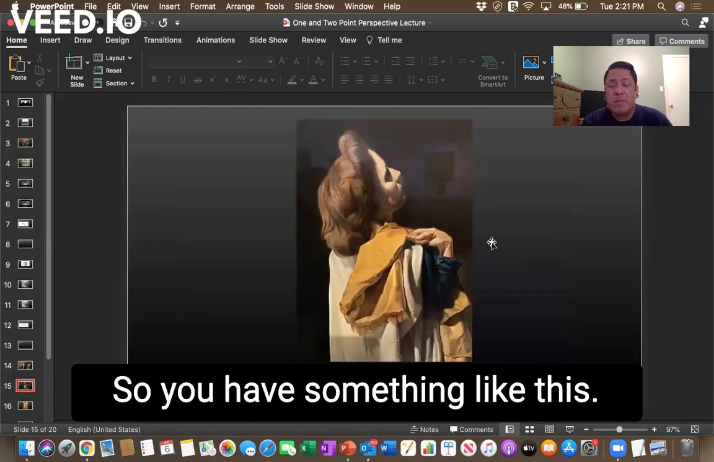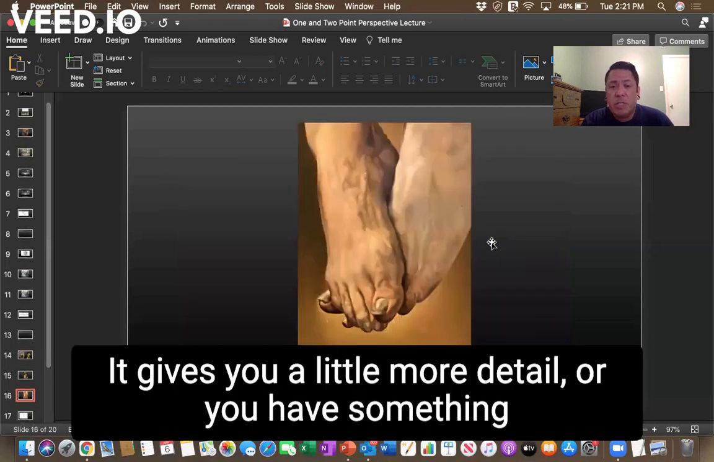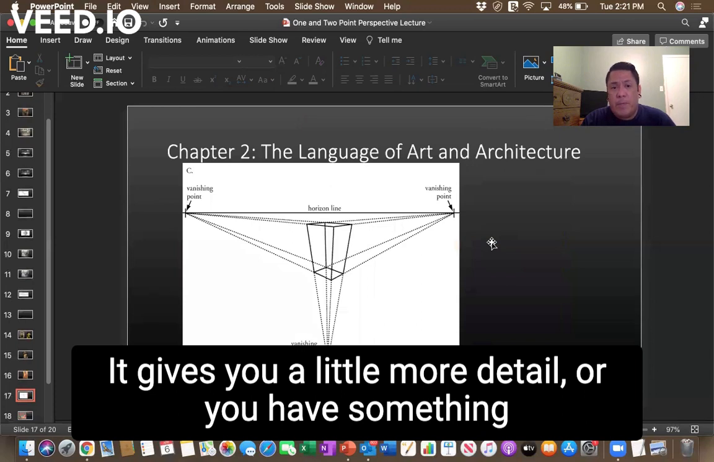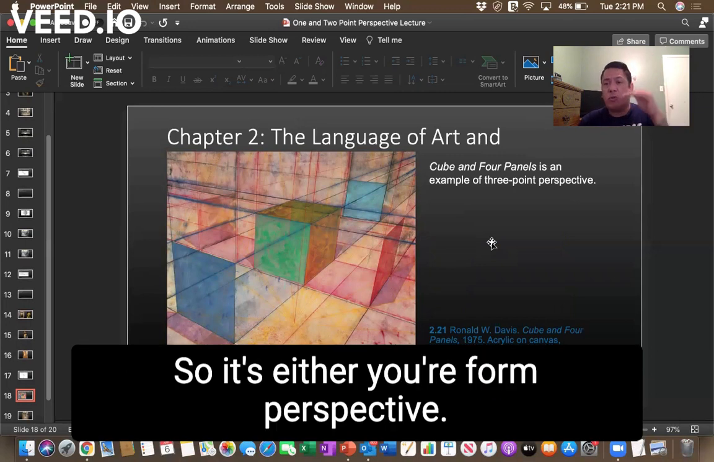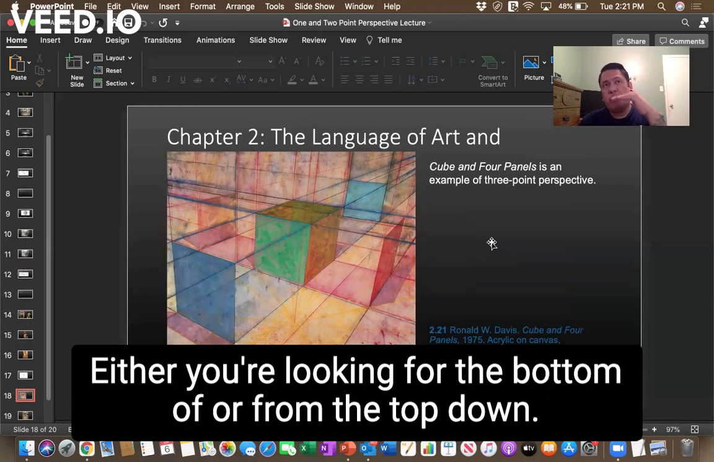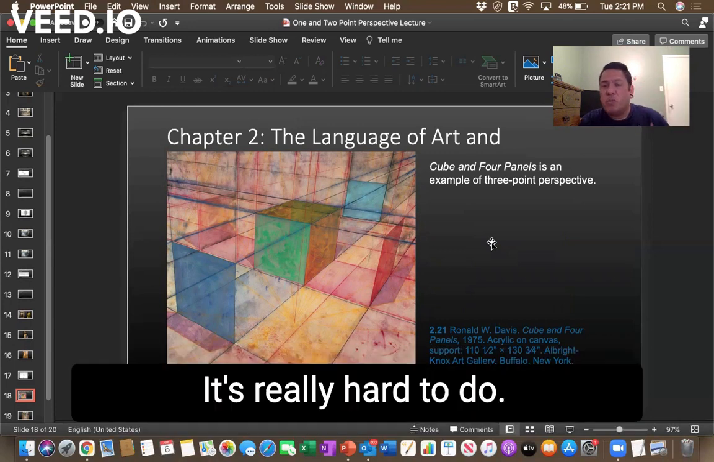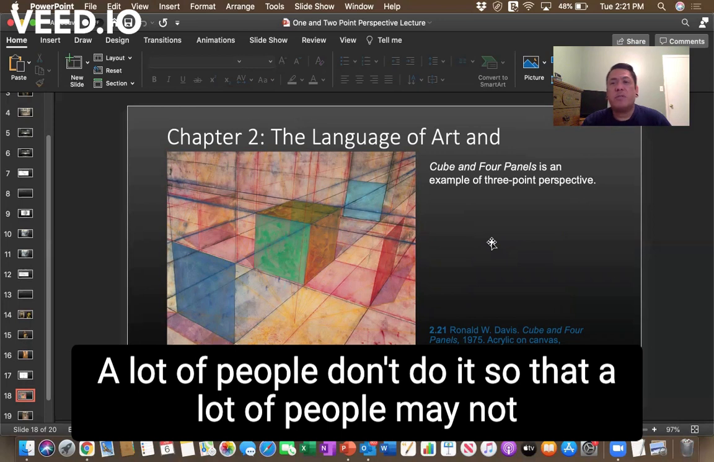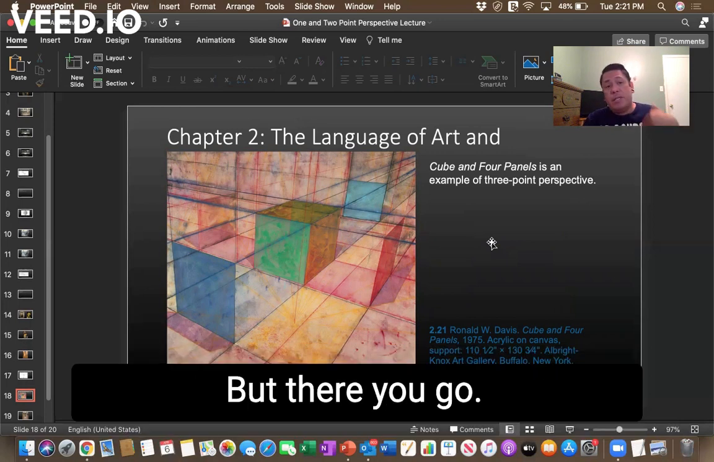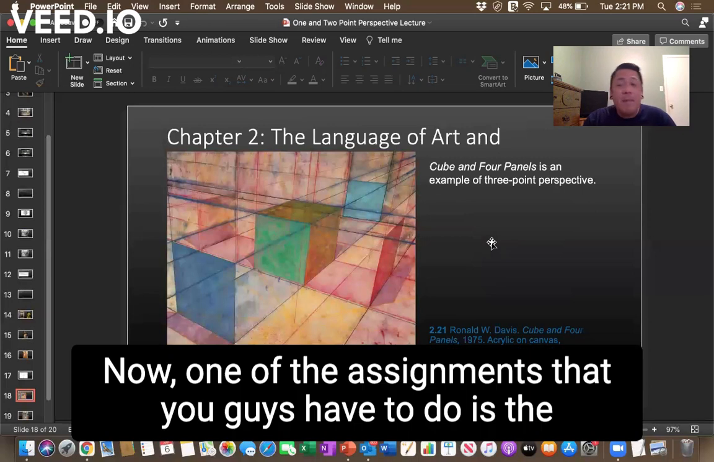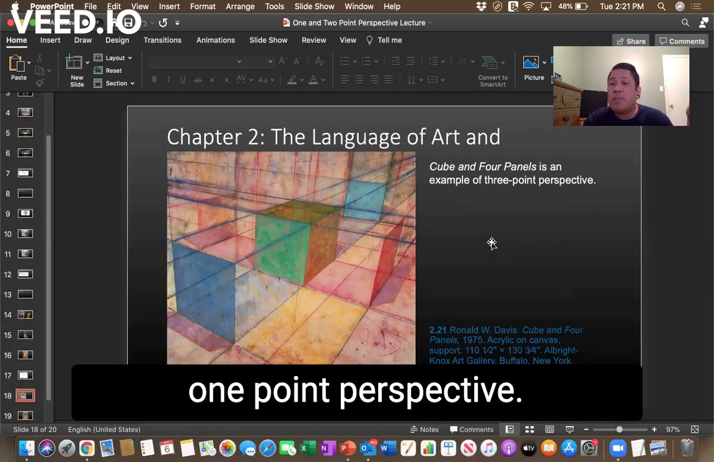So you have something like this. Here it gives you a little more detail. Or you have something like this, which is from the top looking down. That's a bird's eye view. And so it's 3 point perspective, either you're looking from the bottom up or from the top down. It's really hard to do. A lot of people don't do it. A lot of professors might not even teach it, but there you go. Now, one of the assignments that you guys have to do is the 1 point perspective.